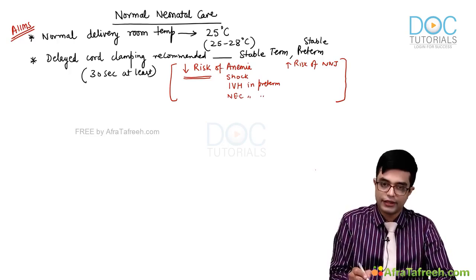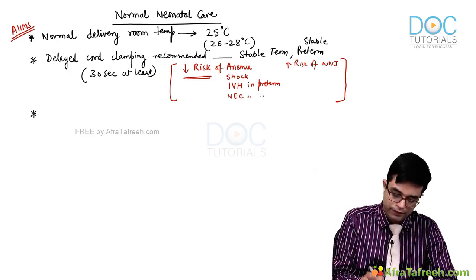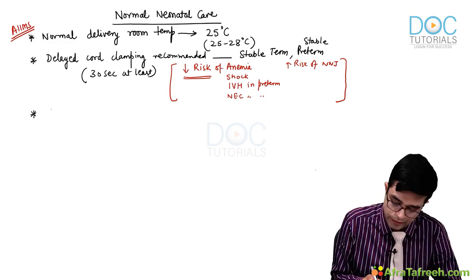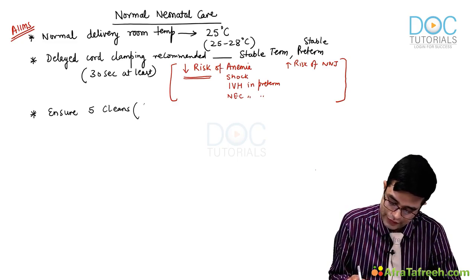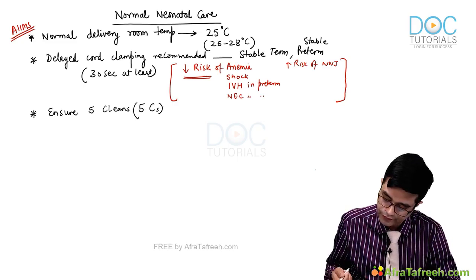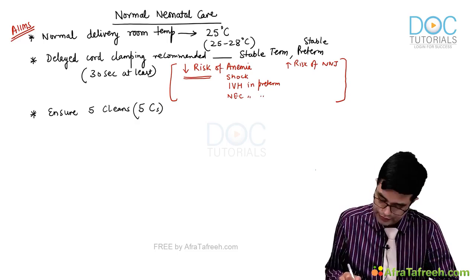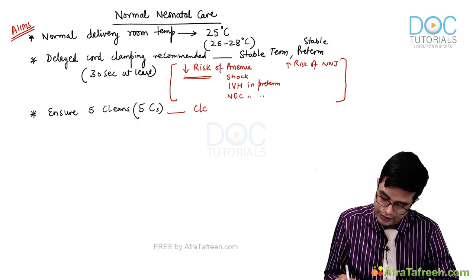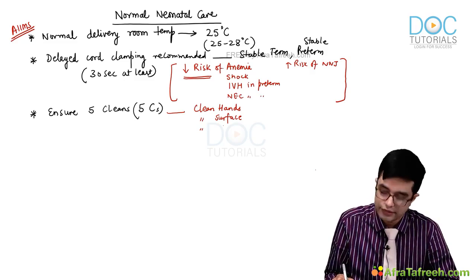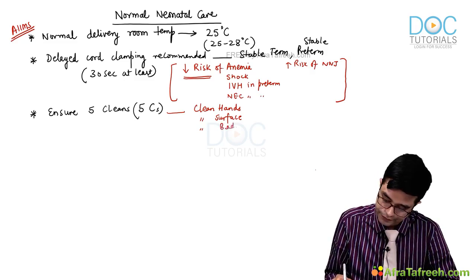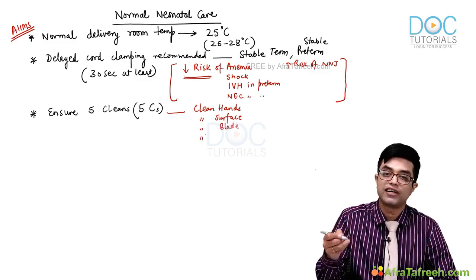The next point is, whenever a child is born, you need to ensure 5 cleans, also called as 5 C's. What are these 5 C's? They include clean hands, right? Clean surface, clean blade, clean umbilical cord clamp.